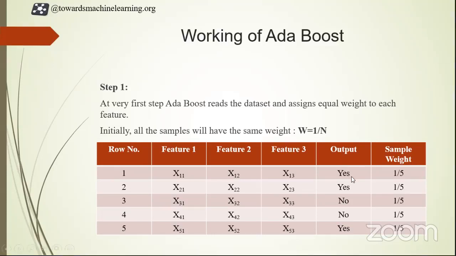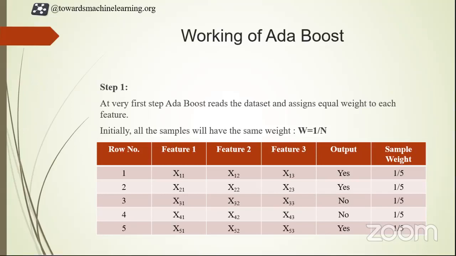As you can see, yes, yes, no, no, yes. These are the outputs of these instances. Okay, so at the very first step, AdaBoost tries to assign a sample weight to all these instances.